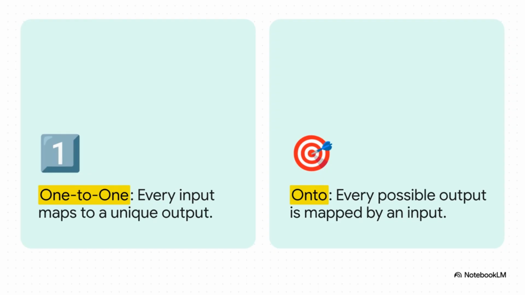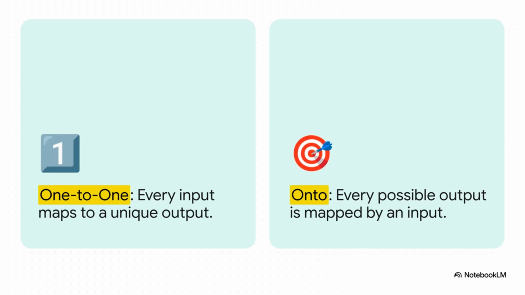Now, the crucial part is how we rigorously map this data, which brings us to functions. Let's look at a classic exam sticking point, the difference between one-to-one and onto functions. A one-to-one function means every single input maps to a unique, non-repeating output. Think of mapping users to email addresses. Every single user needs a totally unique email so the system doesn't crash or send private messages to the wrong person, right? An onto function, on the other hand, focuses on the output side.